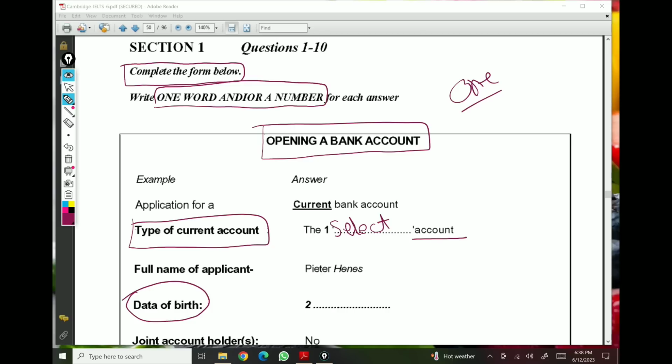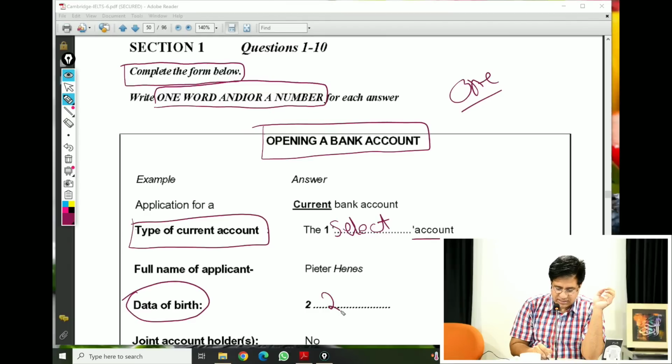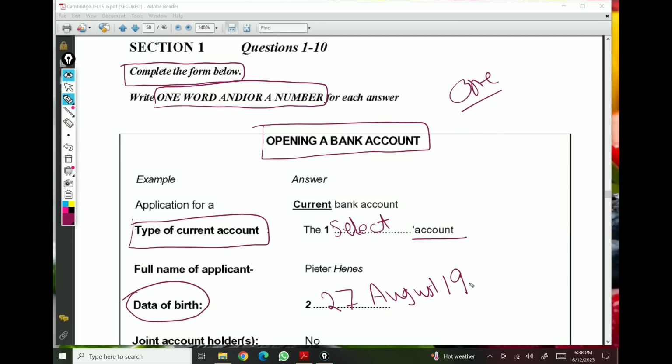Right. 27 of August, 1973. Exactly. So you're going to write 27 August and 1973.